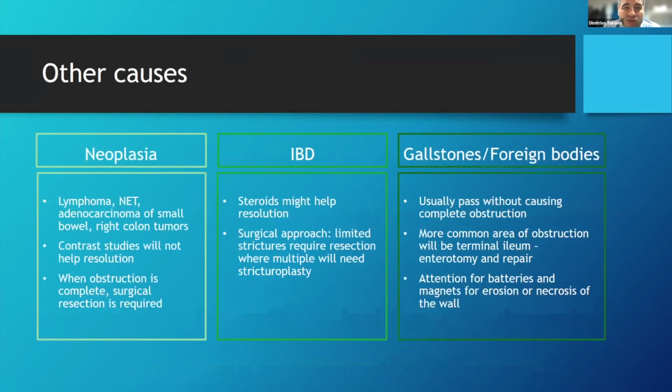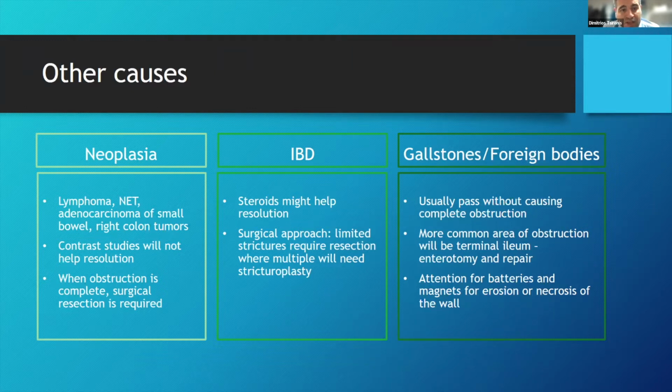Very briefly, I would like to discuss neoplasias, the other common cause of small bowel obstruction. Some of them are purely related to the small bowel, and some of them to the colon; especially right colon obstructive tumors can cause small bowel obstruction, but on the CT we will have a sufficient diagnosis of that.